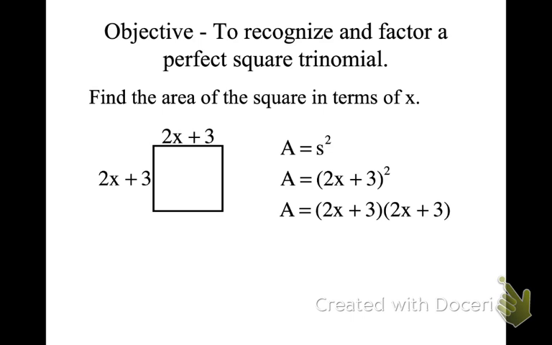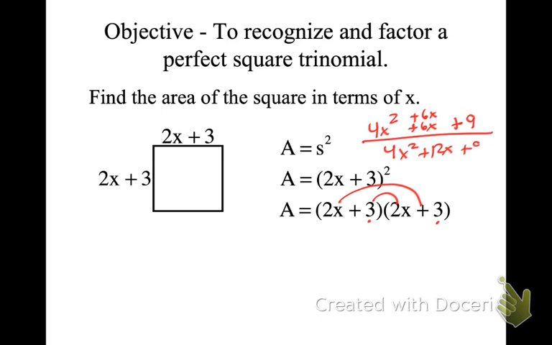Now, originally we had said you can double distribute, you can FOIL first. We get 4x squared, then we get our outside, which is plus 6x. Our inside, which is plus 6x. And then our last, which is plus 9. Multiplying, and that comes to 4x squared plus 12x plus 9.